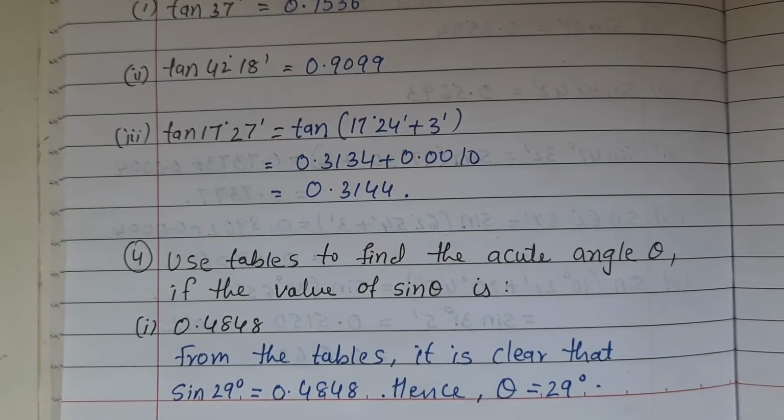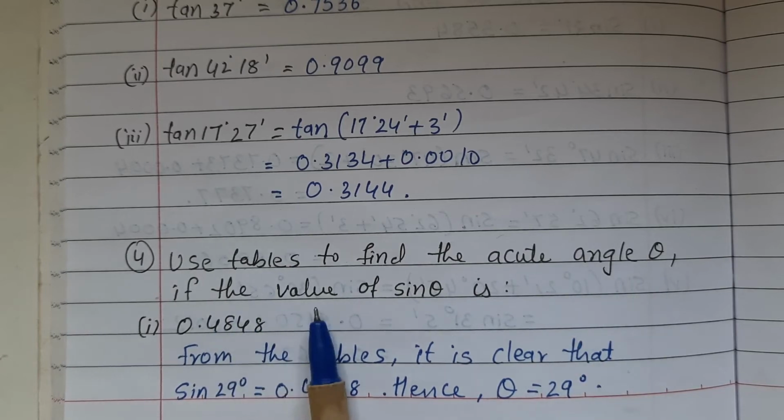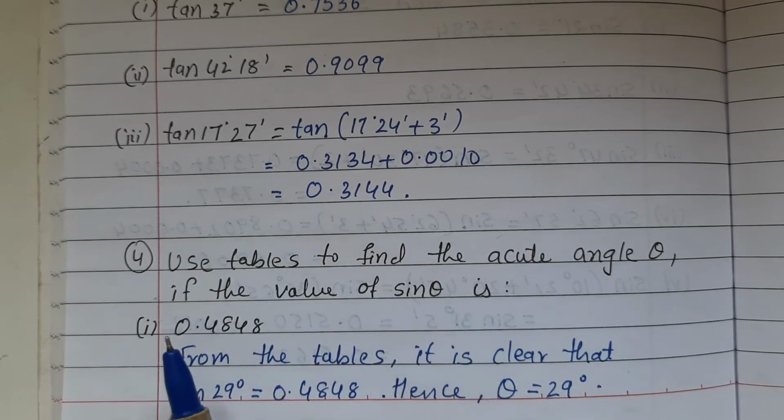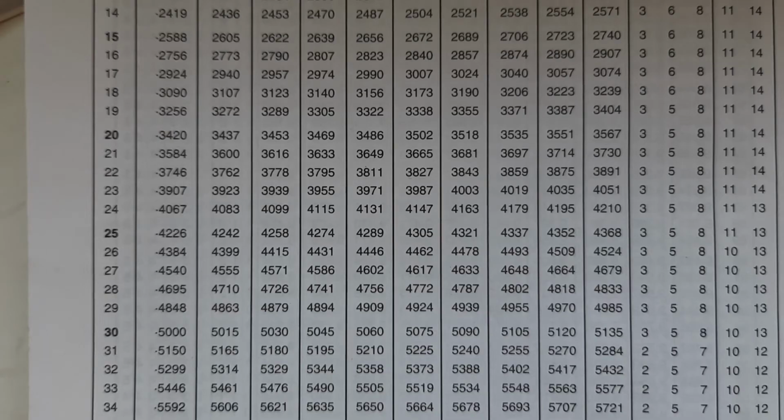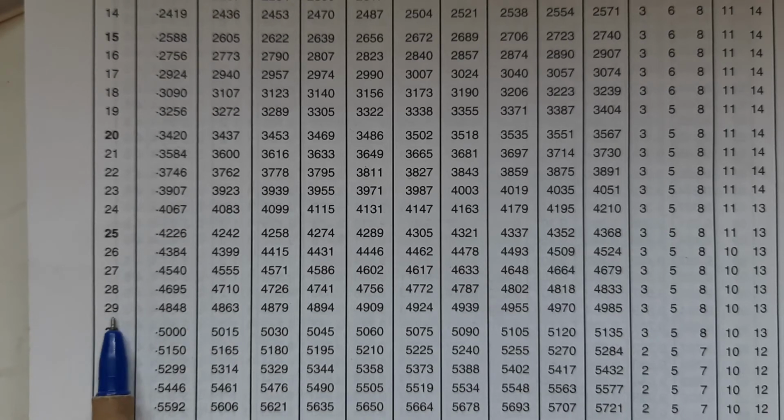Sum number 4. Use tables to find the acute angle theta if the value of sine theta is, first sum, 0.4848. Again come to the table of natural sine. From the table it is clear that 0.4848 is 29 degree. Therefore sine 29 degree is 0.4848, therefore theta is 29 degree.